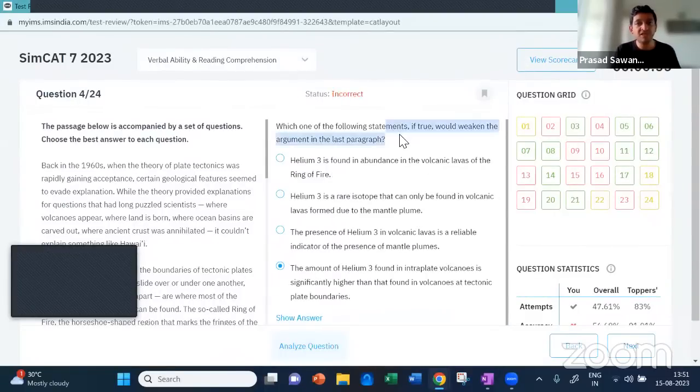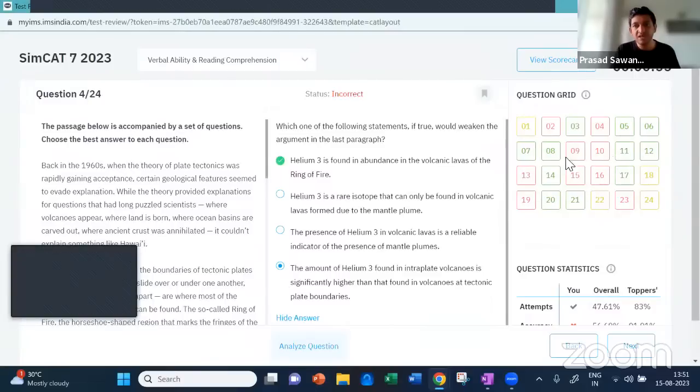Fourth one, if true, would weaken the argument in the last paragraph. Yeah, something I might have messed up in this one. Is a rare isotope only in volcanic? I think 2 ones. So this one I was confused. 1 and 4 I was confused. I think 1 is the answer, which is fine.